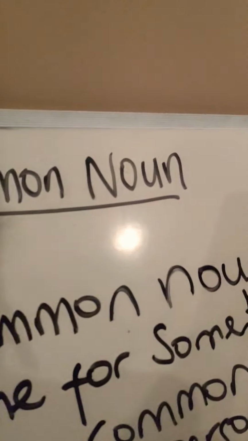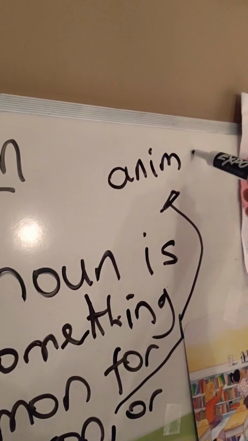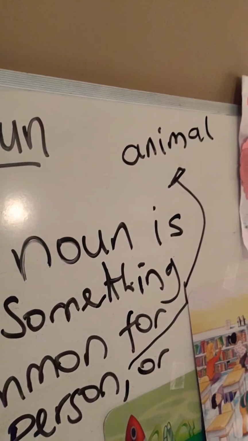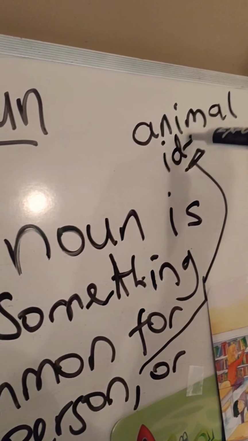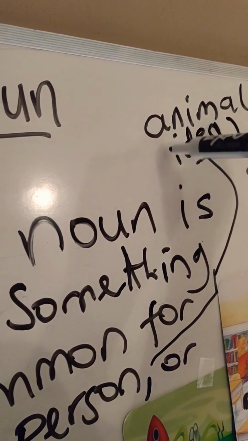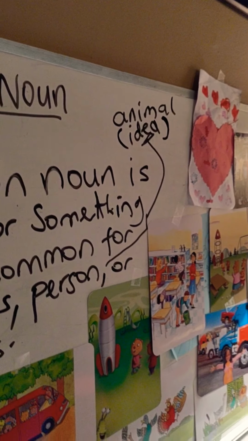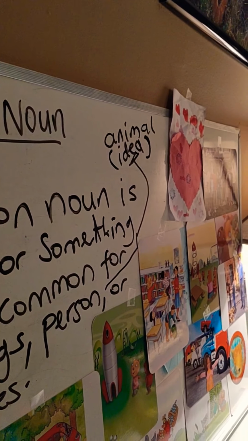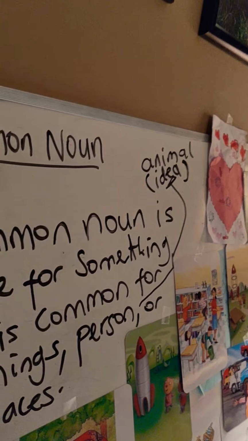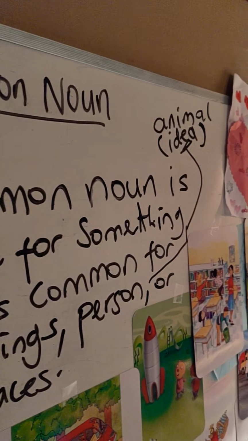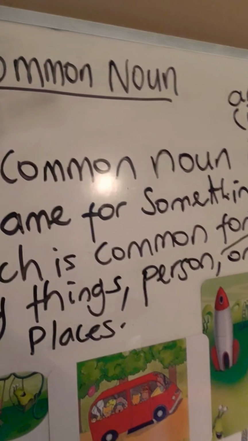Okay, so we can add an animal here, just like what Jerry said. Person, place, we can add animals. Maybe we can also add idea. I always love ideas because ideas are mental pictures. An idea can be something mental, right? Yes. Ideas, anything. Many things.